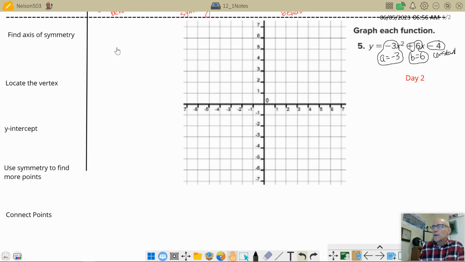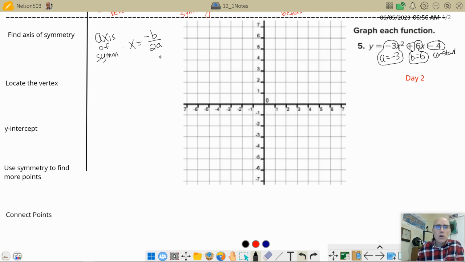Well, to find the axis of symmetry, you need to use a formula. Axis of symmetry. Okay. You need to put a formula down that looks like this. X equals the opposite of B over 2A.